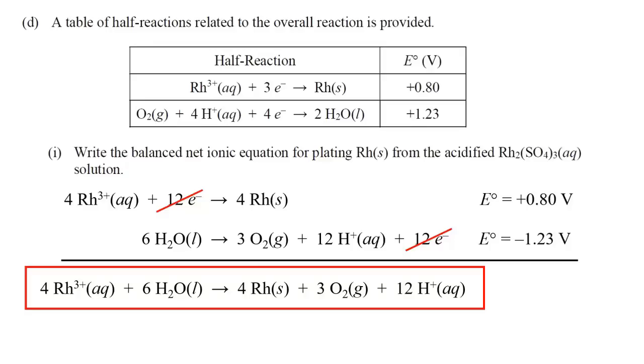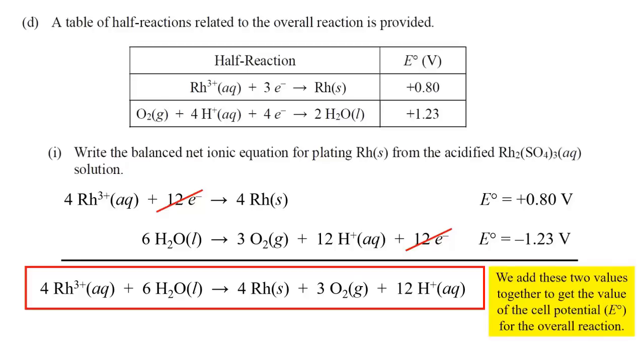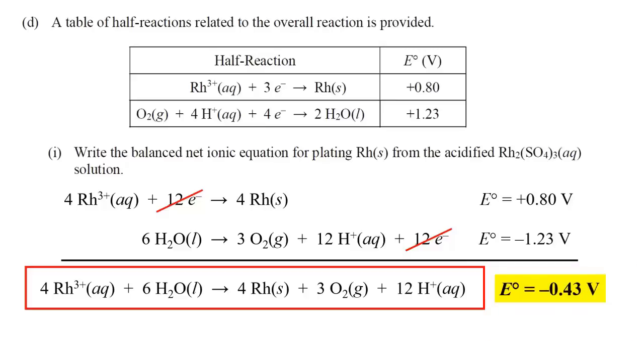And in fact, while I'm still here on this slide, before I take a look at part DII, I've already got 2 numbers on the far right side. Those are the cell potentials that I can add together. So we have to add these 2 values together to get the value of the cell potential for the overall reaction. So positive 0.80 plus negative 1.23 gives me a value of negative 0.43 volts.